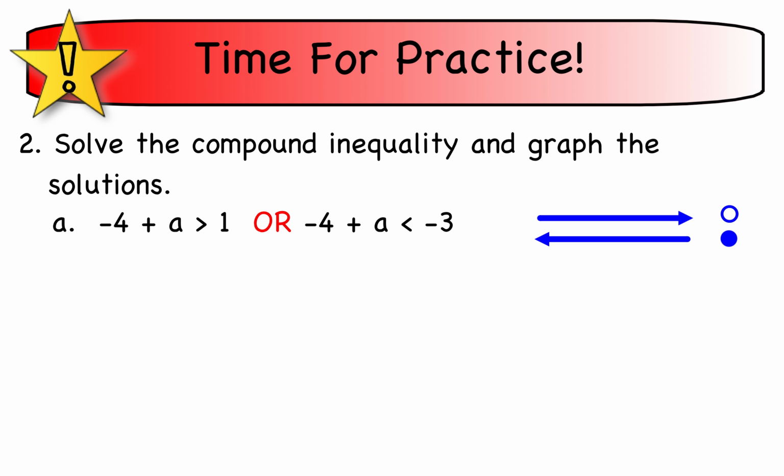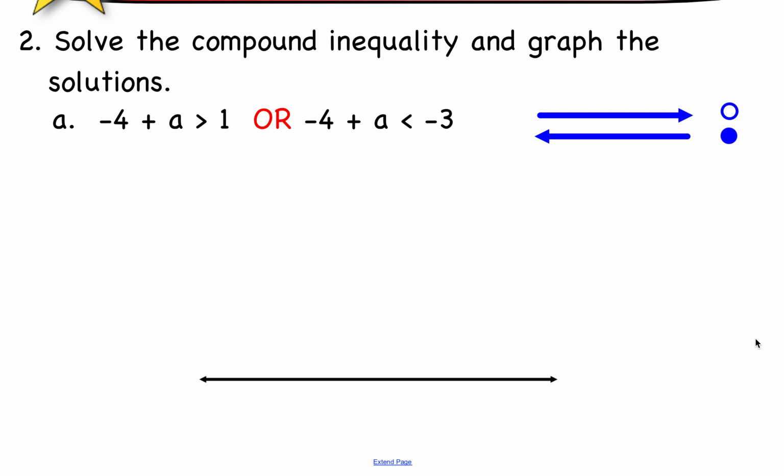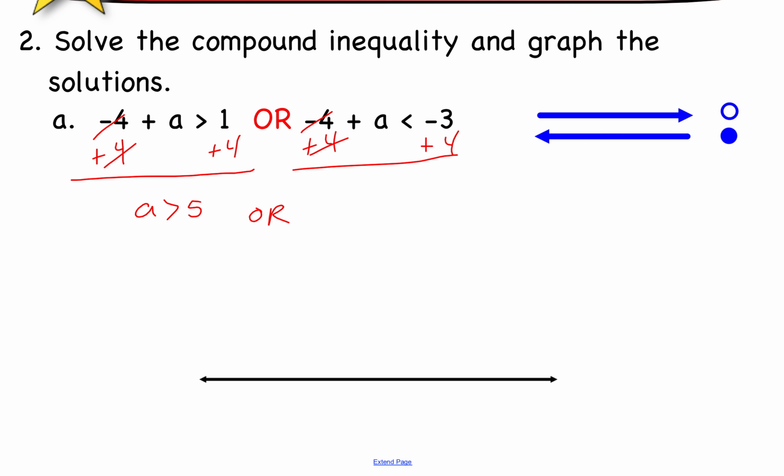We have a compound inequality, and we want to solve it and graph the solution set. So we're going to solve these separately. We're going to solve for a by adding 4 to both sides. And so we end up with these adding to 0, and a is greater than 5, or, again, we're going to add 4 to both sides to get a alone, we end up with a is less than 1.